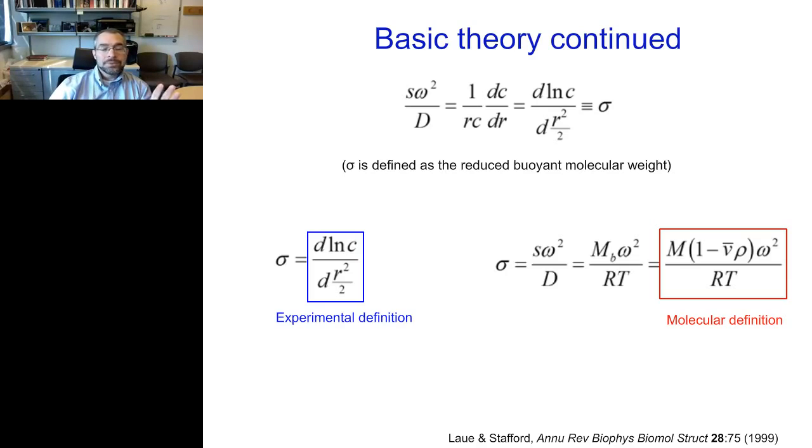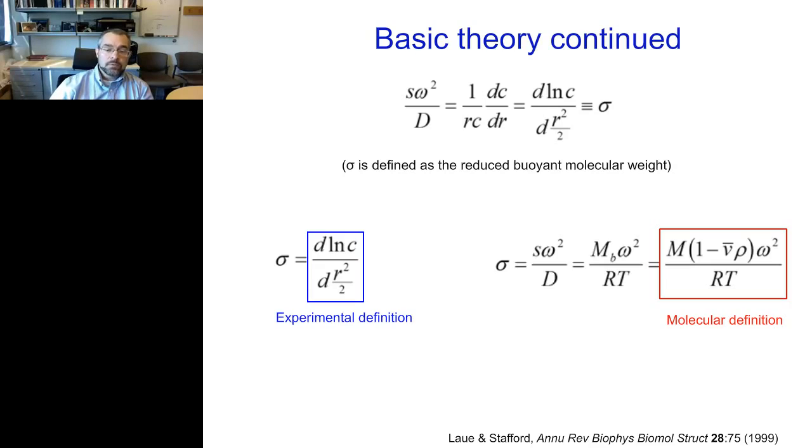But what's really cool is that sigma, using the other equated term here, gives us the molecular definition. So sigma is directly proportional to the mass. All these other parameters are things that we know that are experimental. So V bar is based primarily on the protein sequence. That's the partial specific volume. Rho is the buffer density. We can calculate or measure that. Omega squared is related to the rotor speed. And RT, this is the gas constant and temperature in Kelvin. So all of these other terms we can figure out. Once we know sigma, we get the mass.